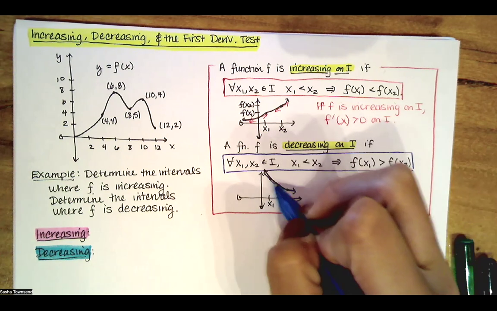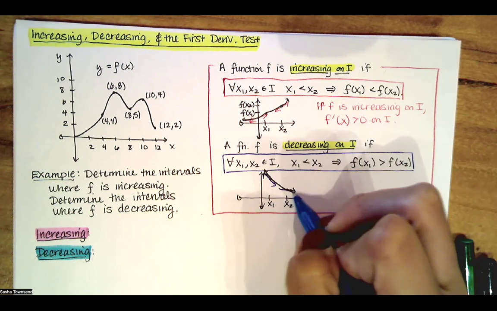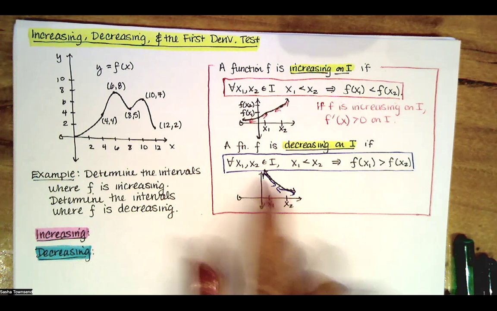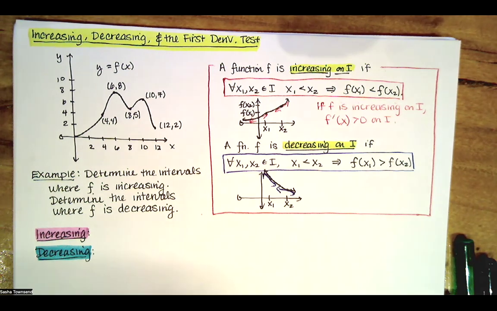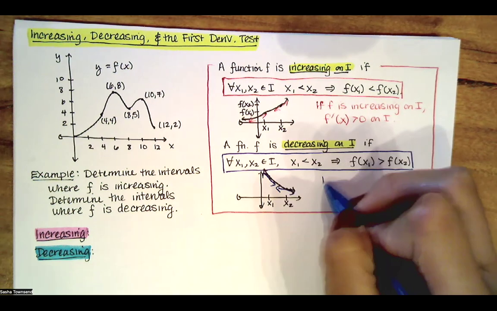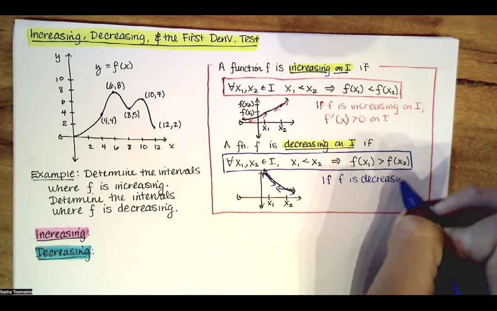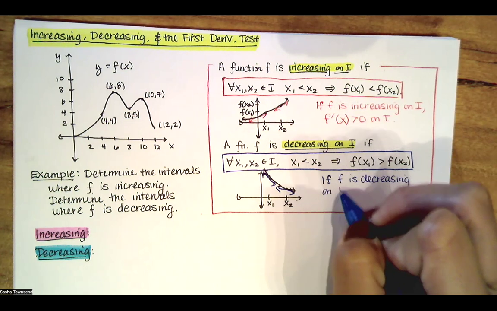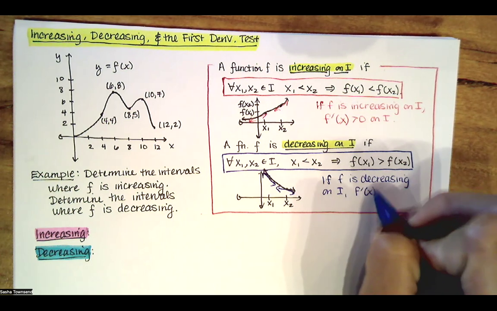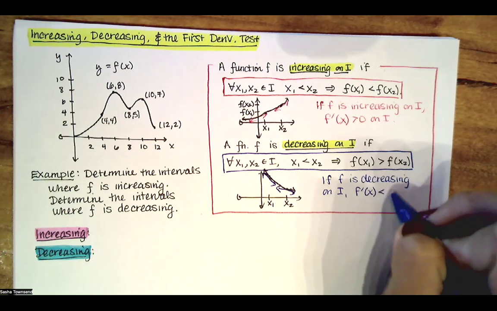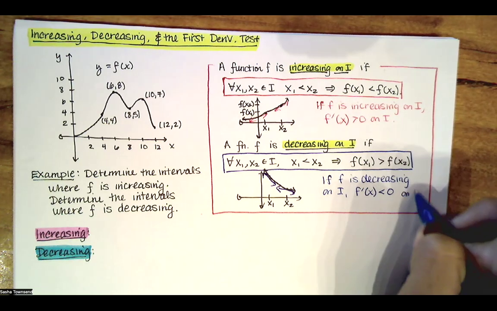But if we look at the tangent lines at each of those points, all of those tangent lines are falling as you go from left to right. So they all have negative slopes. If they all have negative slopes, that means the derivative is negative. So if f is decreasing on I, then f prime, which is the derivative, which is the slope, is negative on that interval.